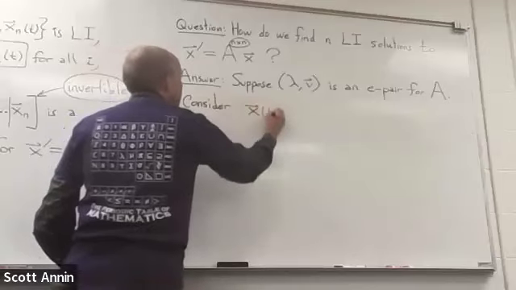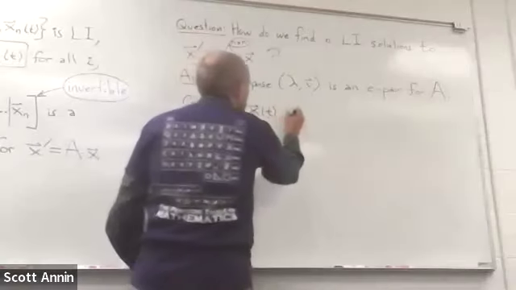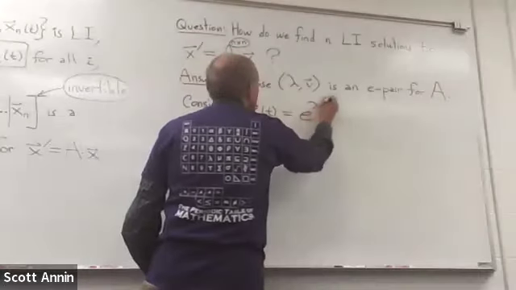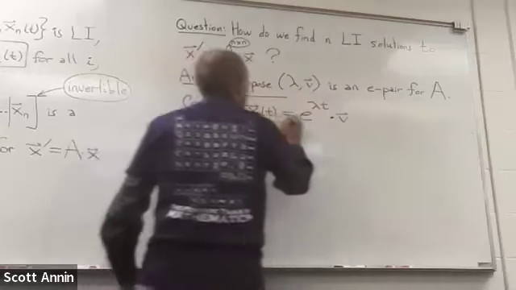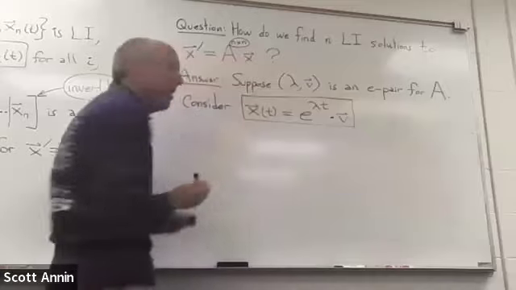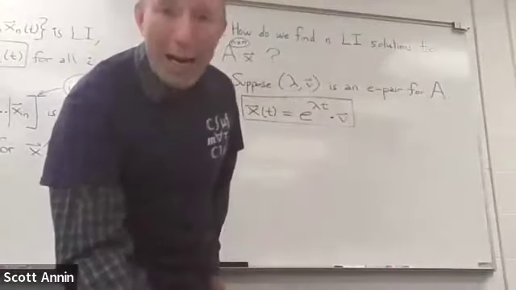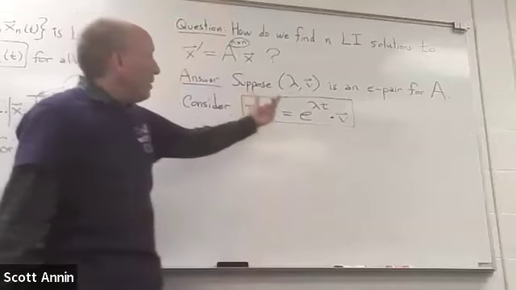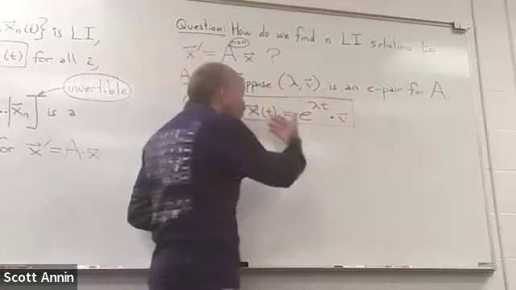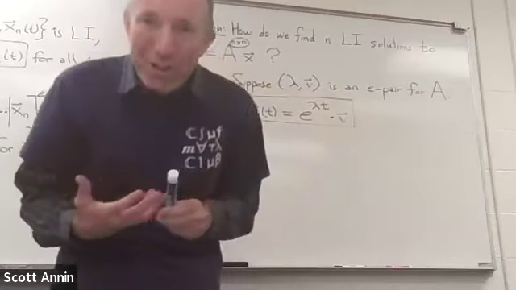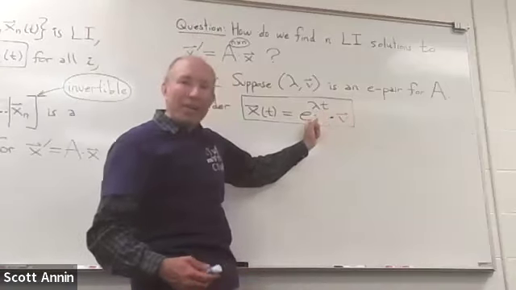I'm going to call it x of t. And here's what it is, guys. It is going to be equal to e to the lambda t times v. I know that that looks like it's coming out of thin air. Where did he get this from? But it's actually quite amazing that if you take your eigenvalues and eigenvectors in their pairs and form these vector functions, right? These are basically the eigenvectors with a scalar in front of it.